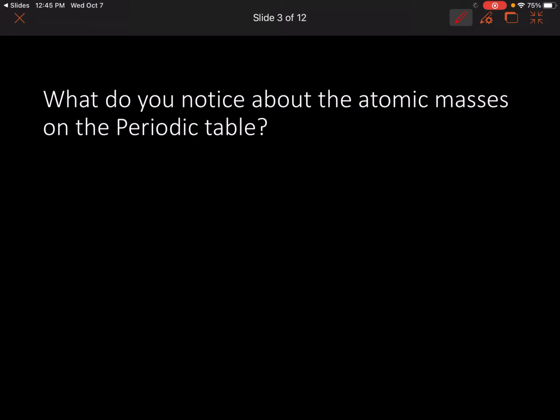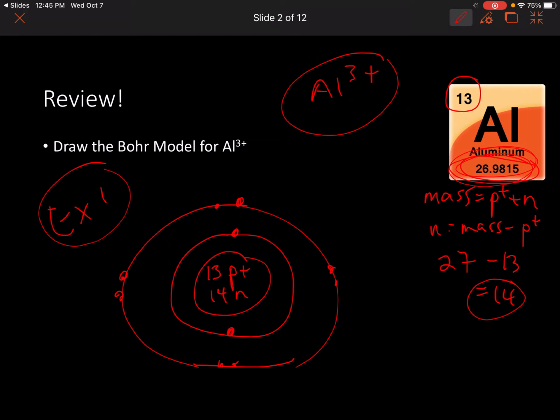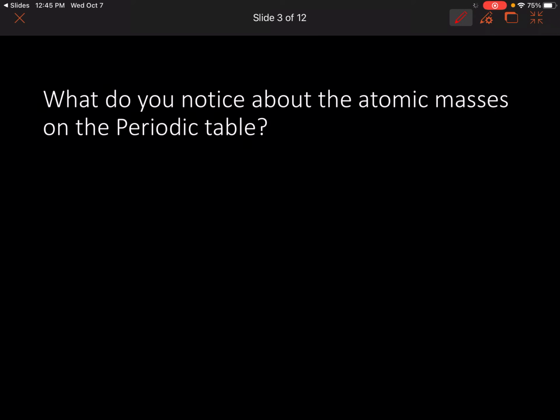Okay, now I want everyone to look at the periodic table, and I want you to look at all the atomic masses. What I'm asking you to do is, this is the atomic mass here, this 26.9815. If you look at a periodic table, what do you notice about almost all of the atomic masses? Hopefully you have come to the fact that almost all of them have decimals. Did you ever think why? Remember, mass is equal to protons plus neutrons. Protons and neutrons are always whole numbers. So why do the masses have decimals? That's the question I'm asking you.